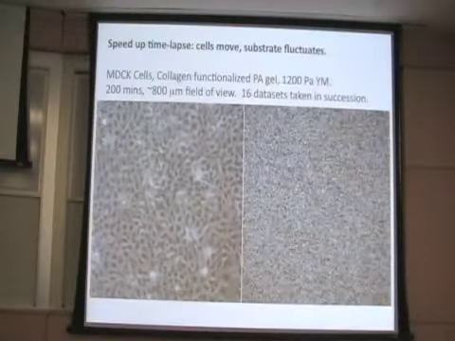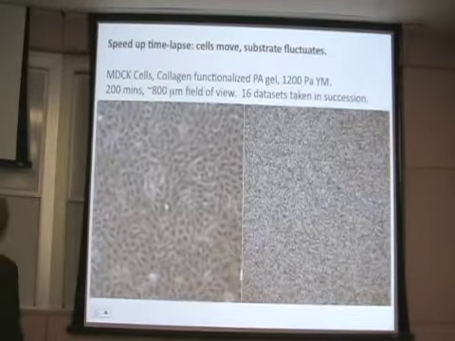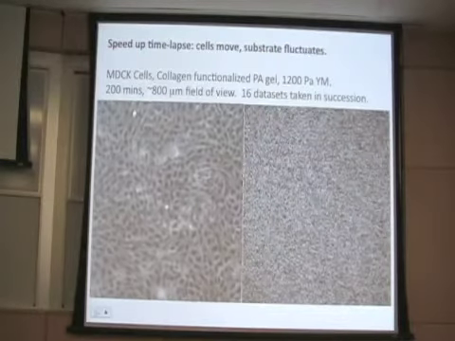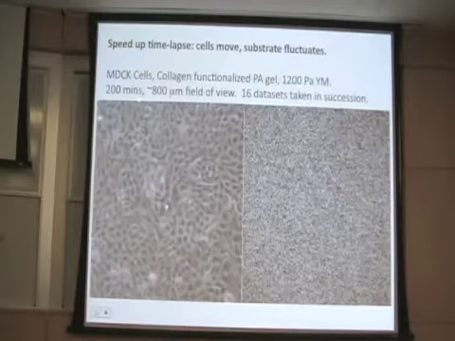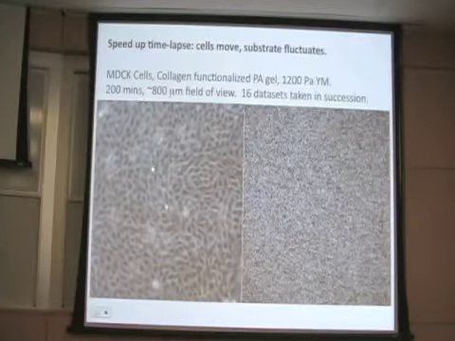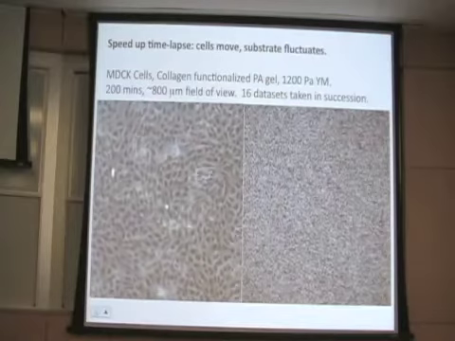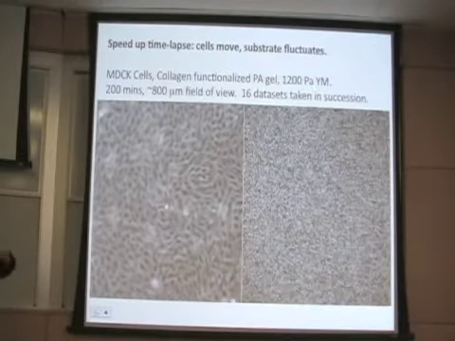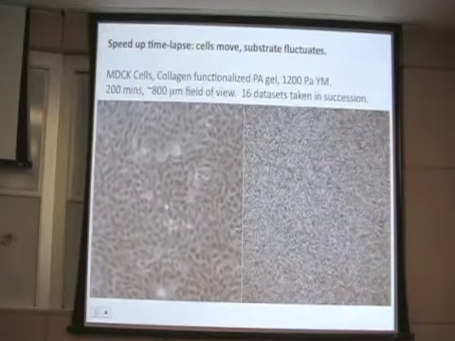So, okay, just to get to it. This is a movie, just a sample of data that we would see. They're MDCK epithelial cells. It's about an 800 micron field of view. We take 16 of these data sets in succession to get many density points. And so you start off at low densities and go to high densities. And this is how they move together.